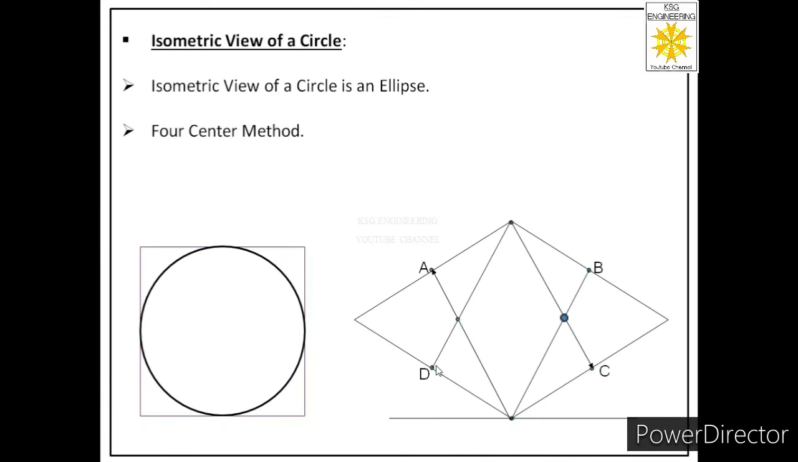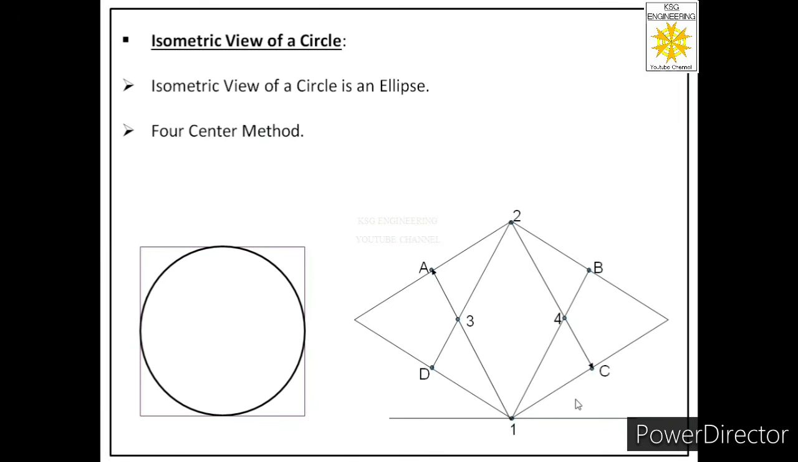So in this manner, we will generate two more centers. These intersections are called center number 3 and center number 4. So let us label these centers. This is center 1, center 2, center 3, center 4.